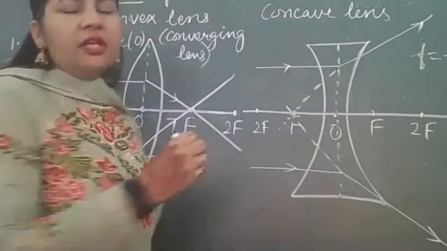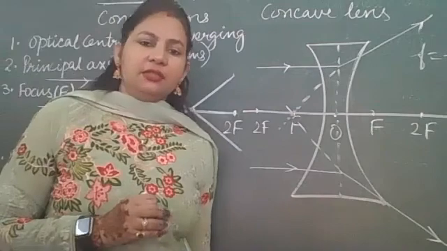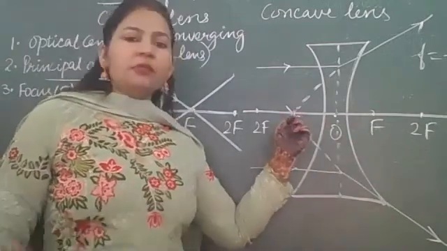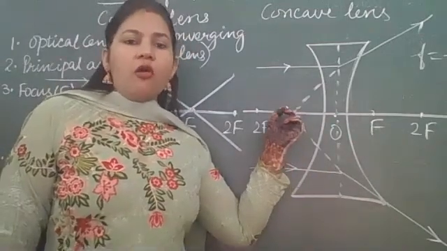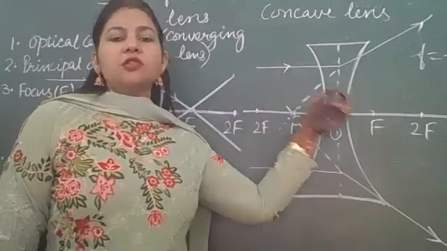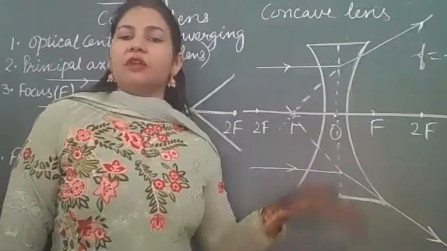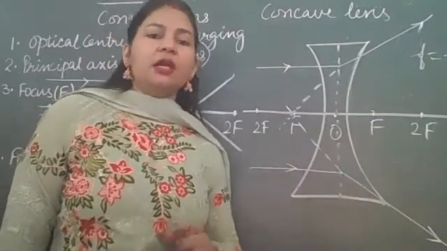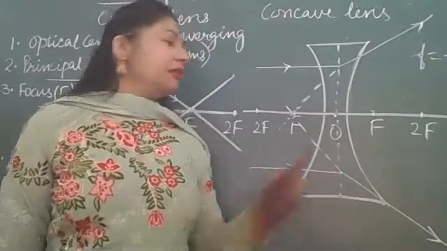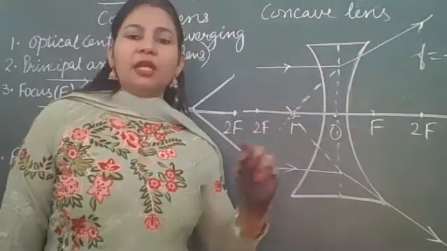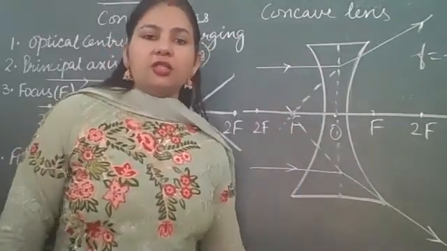Okay, so how can we define the focus of concave lens? It is a point on the principal axis from which all the rays initially parallel to the principal axis appear to diverge after refraction. Exactly like we defined the focus of convex mirror, in the same way we are defining the focus of concave lens. So write down the definition.